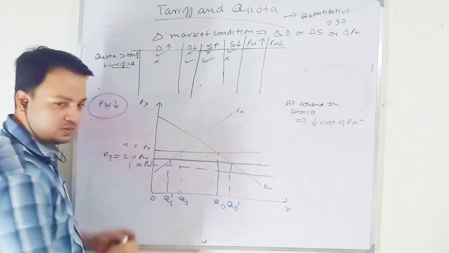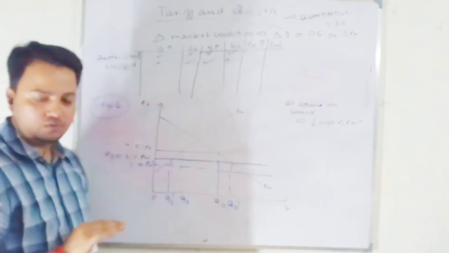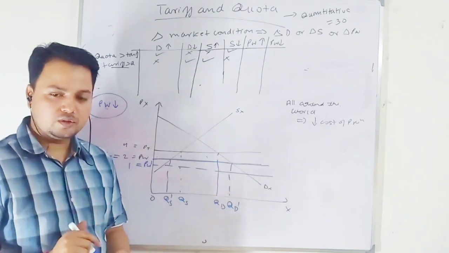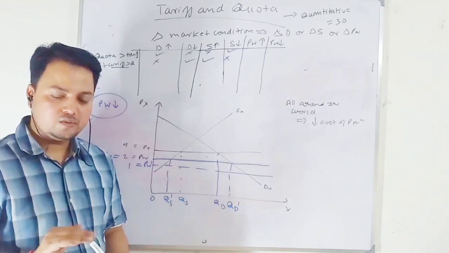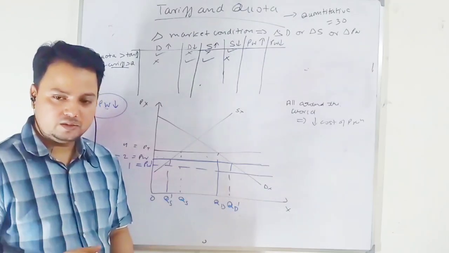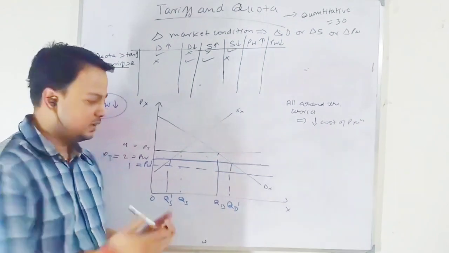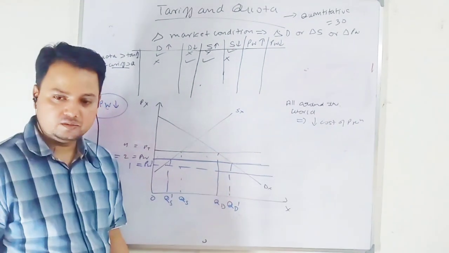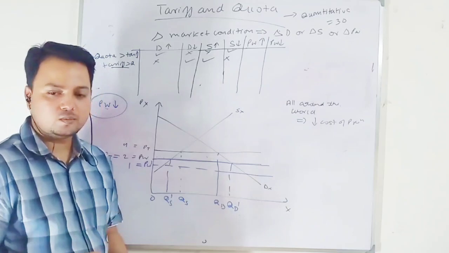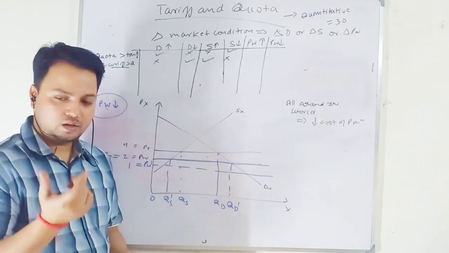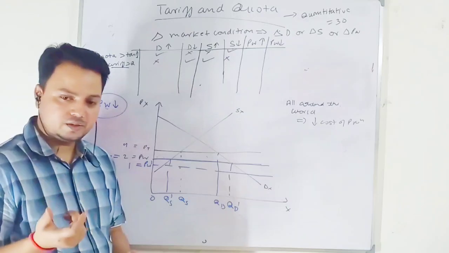Domestic production is reducing. Why? When price falls, quantity supplied will reduce. Domestic production is reducing. And when price falls, quantity demanded will increase. So in case of tariff, what will happen? Import amount will be increasing. But in case of quota, this is not going to happen, because in quota, the quantity that you are importing is fixed.